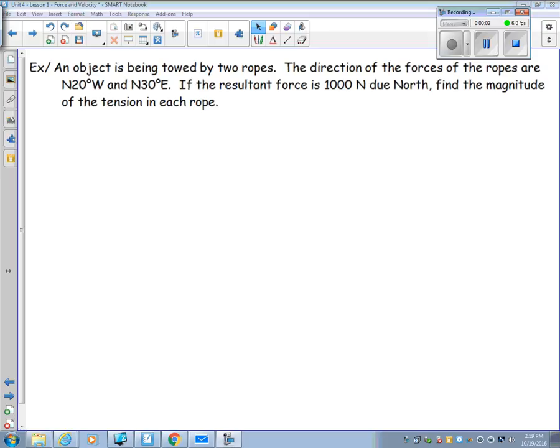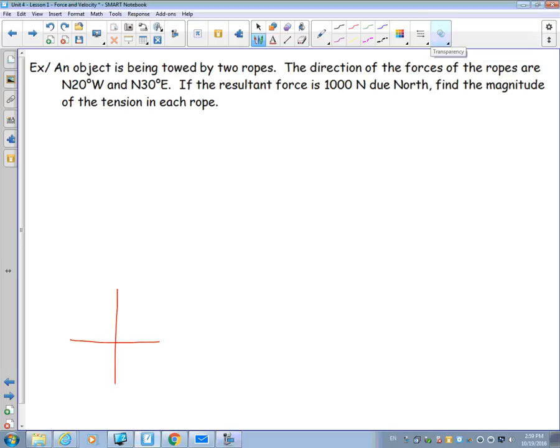Okay, so let's take a look at the next example. I've got this object being towed by two ropes. They're not acting in tandem, they're acting at angles to one another. In fact, they're acting at bearings to one another, so I'm going to start thinking about a compass. They tell me the resultant force is 1,000 newtons, due north, straight north, but they didn't tell us what's going on with each rope. So we need to figure that out.